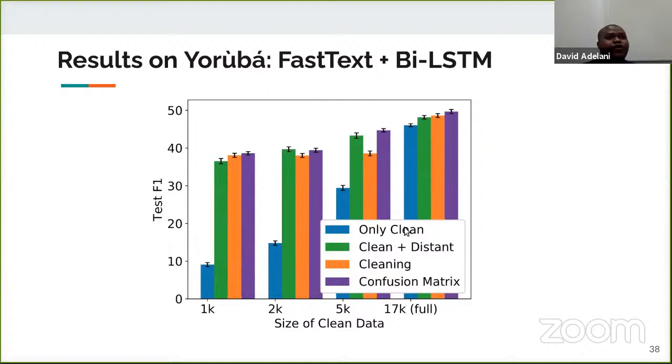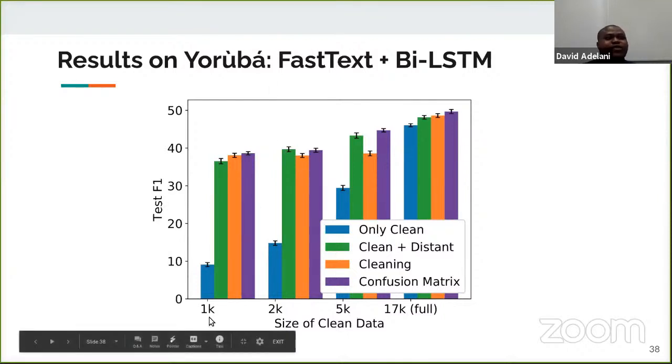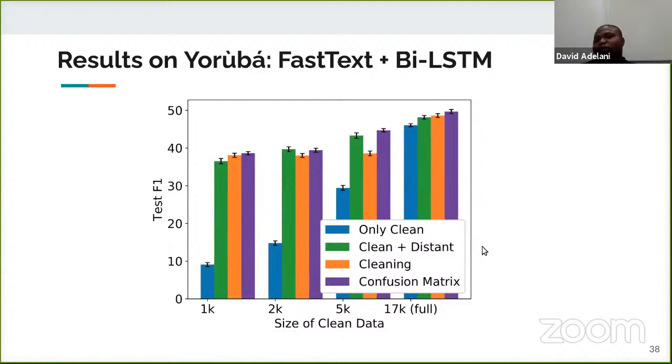So these are our results on Yoruba. As you can see, if you only train on the clean text, for example, if you have 1,000 tokens, the performance is very low, it's less than 10. But if you just automatically label a large chunk of text and add it, we more than double the performance. And we added some noise handling methods to it, and this gives us some slight improvement.